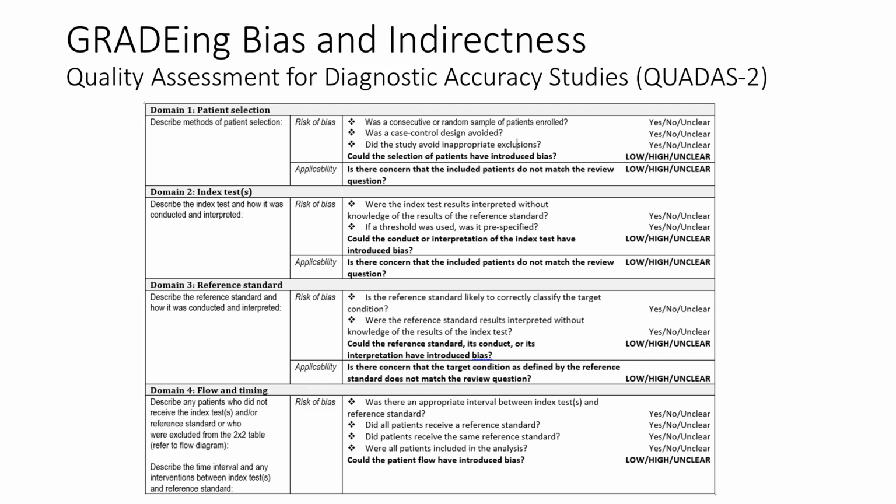Flow and timing is also important when assessing the quality of a diagnostic accuracy study. Check whether there is an appropriate interval between the index test and the reference standard. Make sure that all patients receive the reference standard and that they all received the same reference standard. And finally, be sure that all patients that were in the study were included in the final analysis. Applicability is applied at all levels, as shown in the diagram.